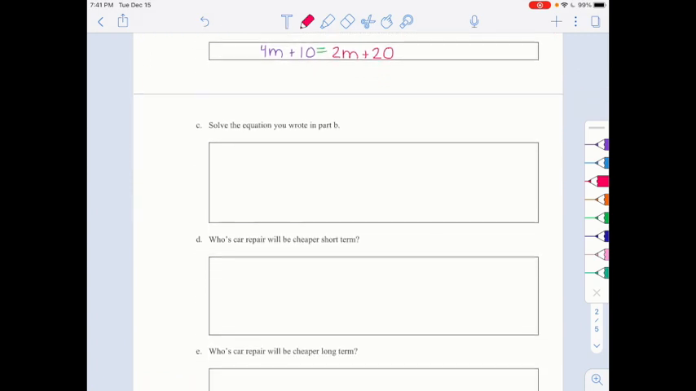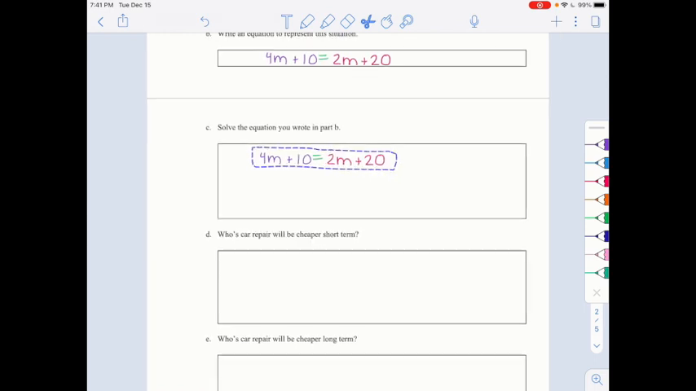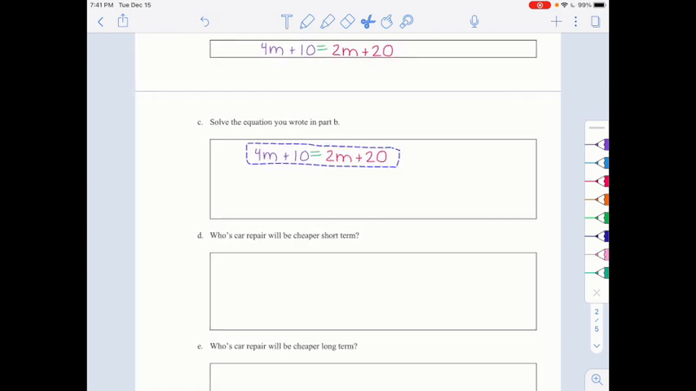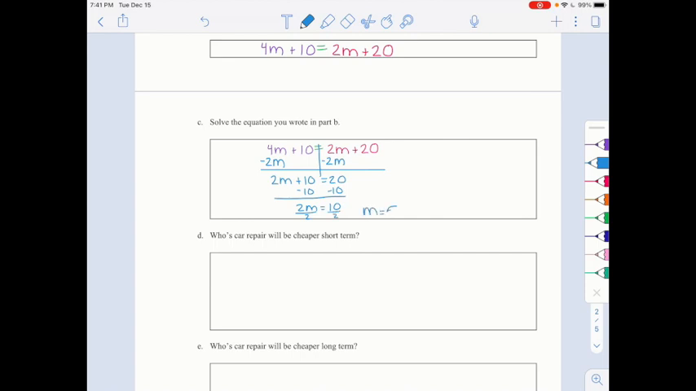So then it says solve the equation I wrote in part B. So I'm going to copy and paste my equation, and I'm going to solve it. Oops, I want to make it a little smaller so I have more space here. Okay, so I'm going to subtract 2m from both sides of my equal sign, leaving me with 2m plus 10 equals 20. Subtract 10. 2m equals 10. Divide by 2. m equals 5. So 5 minutes, they'll be the same.